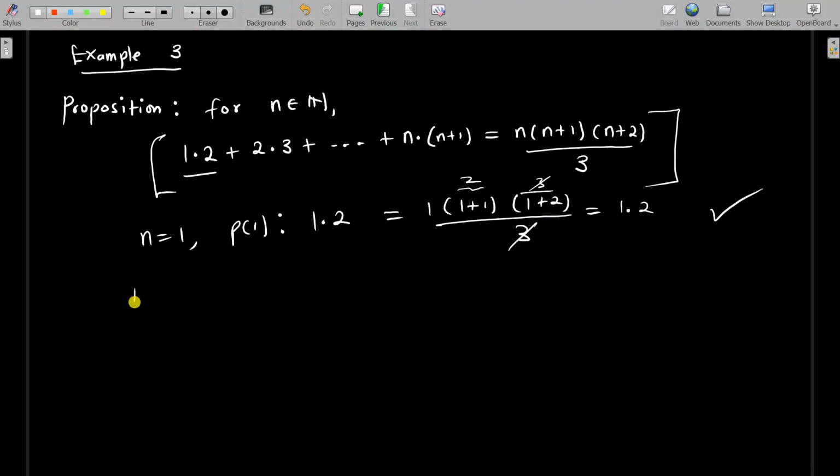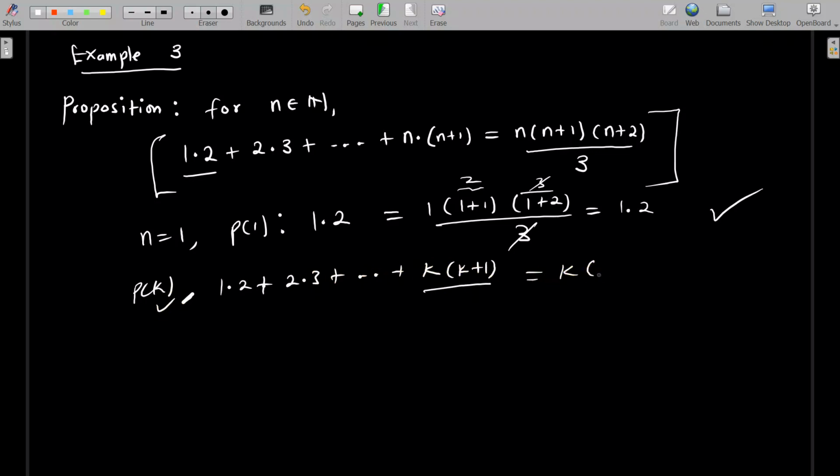Then you assume that p of k is true. That is your inductive step, so that 1 multiplying 2 plus 2 multiplying 3 plus all the way plus k multiplying k plus 1. Notice that this expression is as a result of this k.